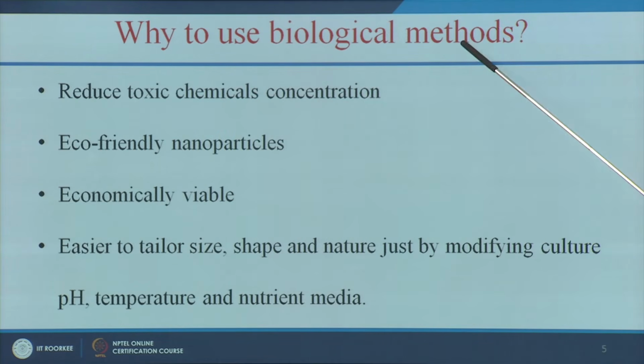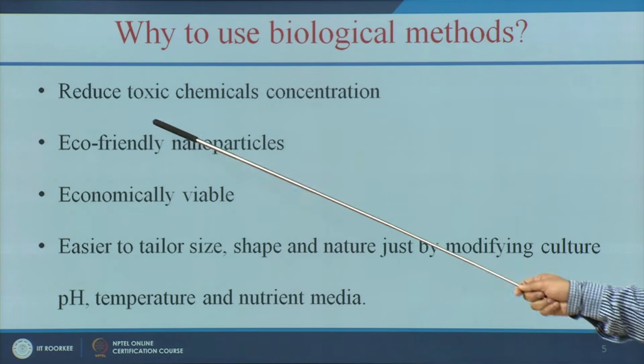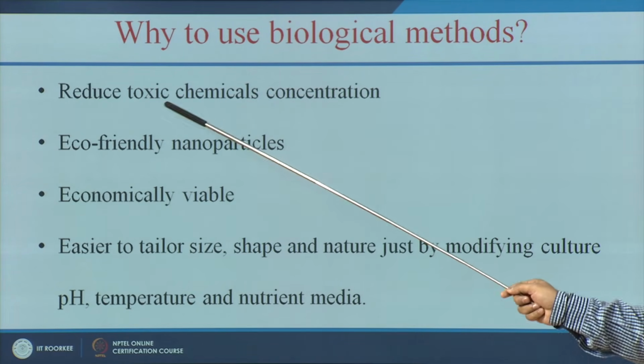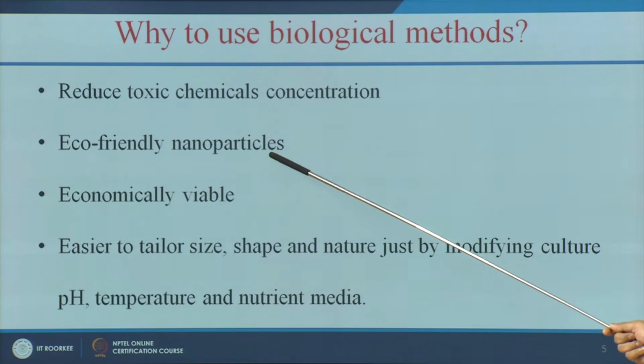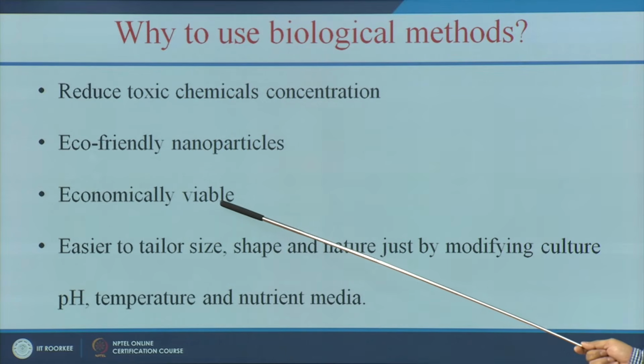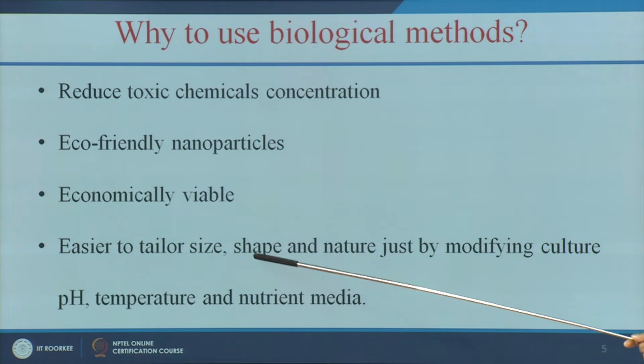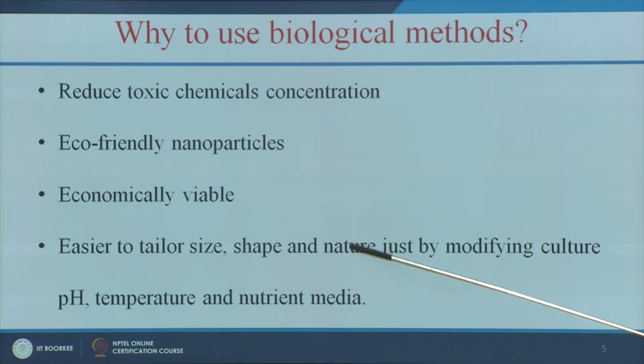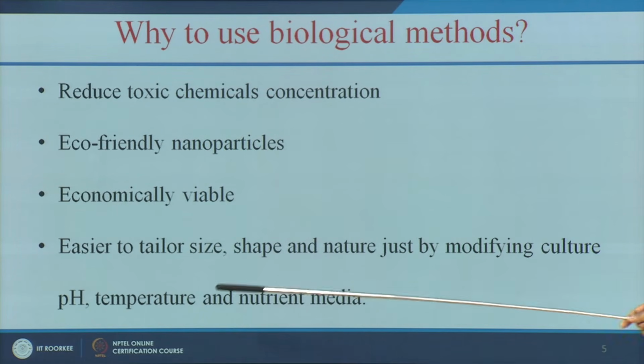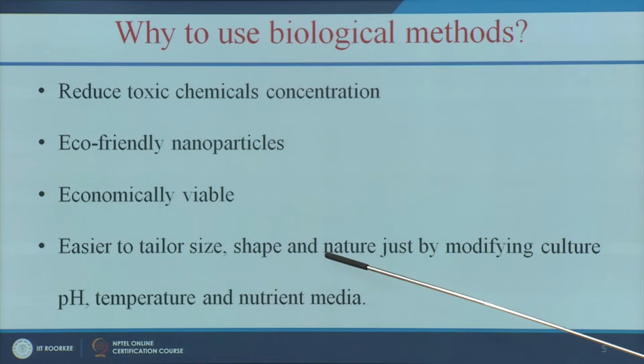Why use the biological method? What are the advantages of using this biological method? Here we are not using any toxic chemicals, so they are eco-friendly nanoparticles, and it is economically viable because we are not using any costly chemicals; we are using plants or microbes which are readily available. It is also easy to tailor the size, shape and nature of the nanoparticle by simply modifying the culture conditions like pH, temperature or the nutrient media.